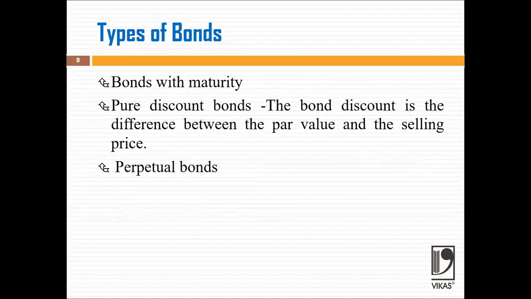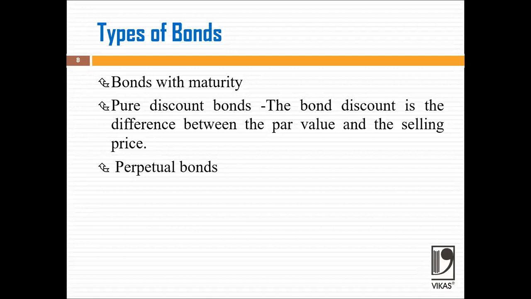There are three types of bond. First one, the bond with maturity, right? Then you can find there is a coupon rate and there is a maturity, right? There should be a maturity. That is number one. Number two, pure discount bond. What do you mean by pure discount bond? Pure discount bond means there is no rate of interest. There is no coupon rate on this bond, and it has a maturity value.